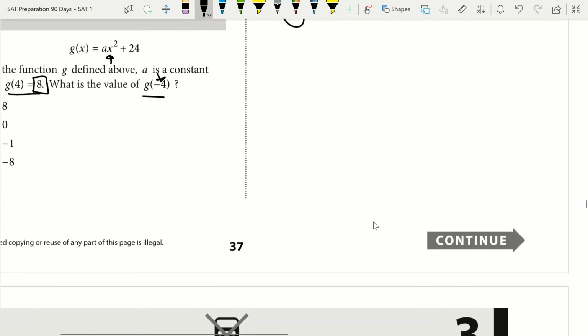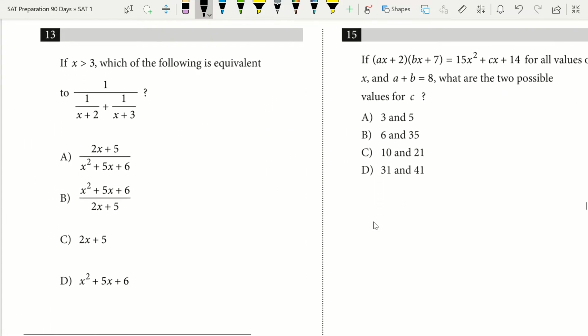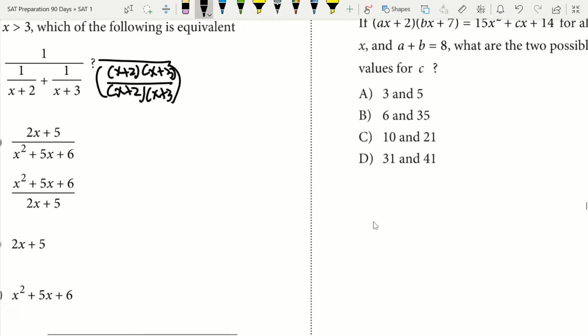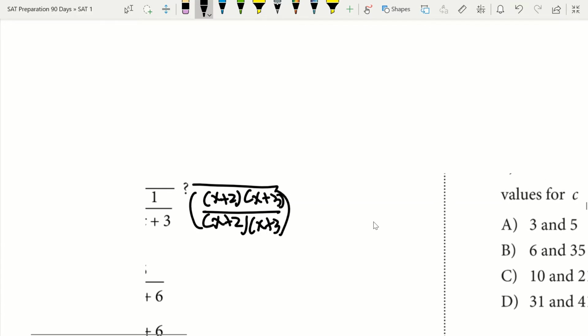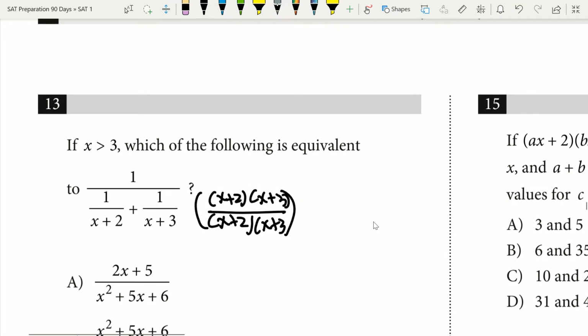Okay, next up I've got 13. Let's go ahead and run through 13. So we've got, if x is greater than 3, which of the following is equivalent? Okay, right here. I know what I'm going to try to do here is multiply by my common denominator down here. So I'm going to multiply by (x plus 2)(x plus 3) all over (x plus 2)(x plus 3). I'm going to zoom in so you can see that better. That's what I'm multiplying by right here. Keep in mind that that's 1, which is why I can do that.